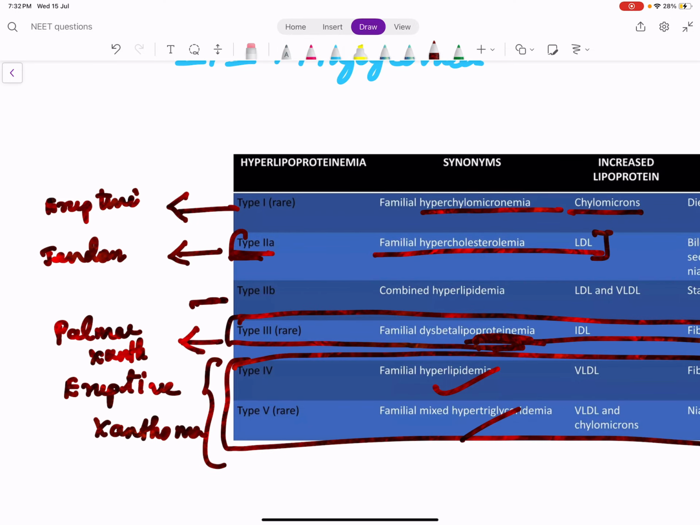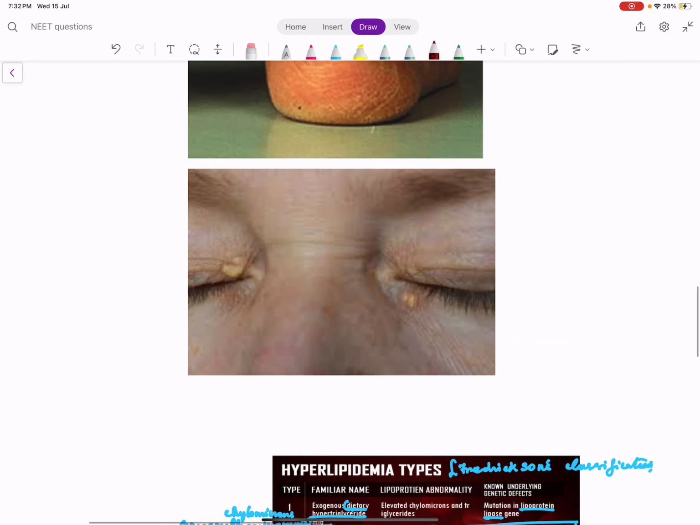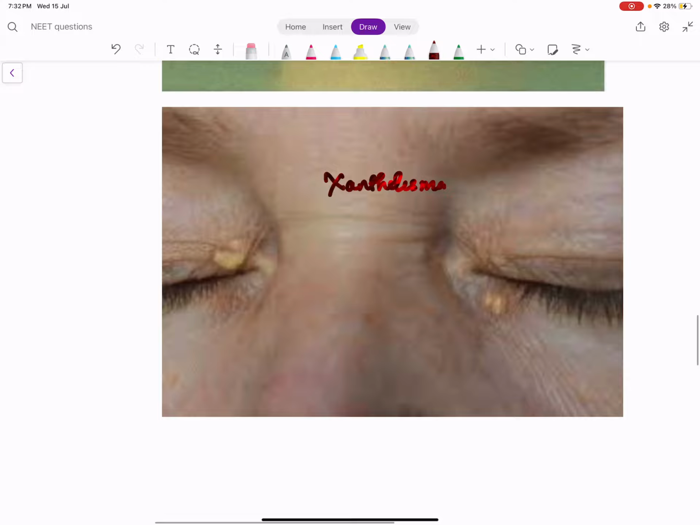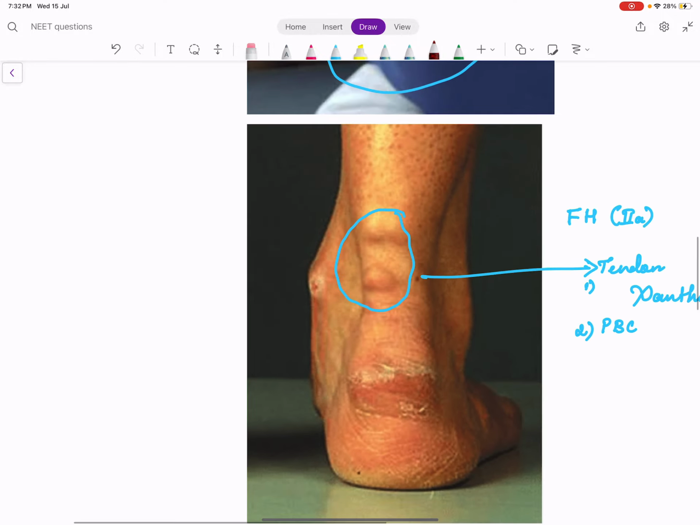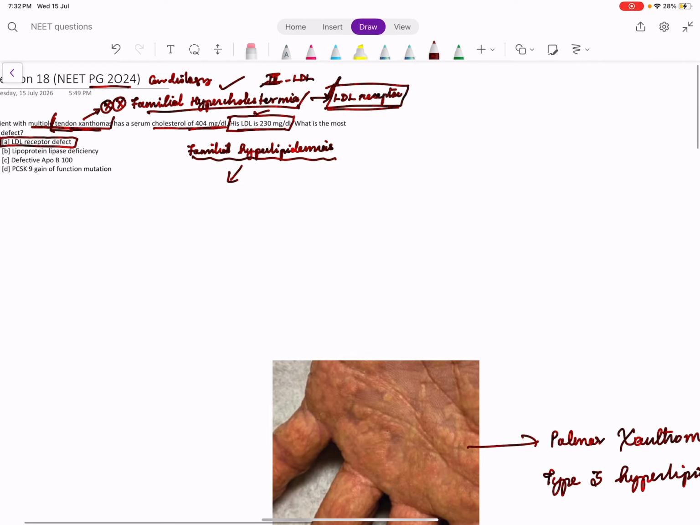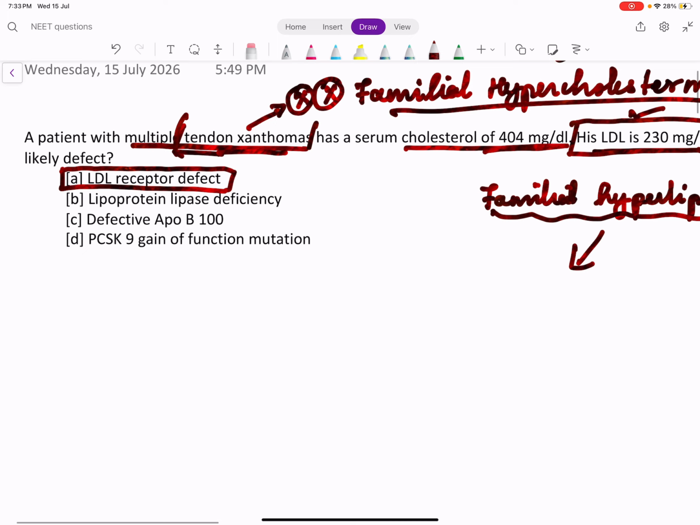So let this be a revision slide. Suppose if they give this image, this is called xanthelasma. This is not very typical of a particular type. This occurs commonly in hyperlipidemia, any type. The composition varies. This actually has cholesterol esters. Right, so we'll discuss the other options.